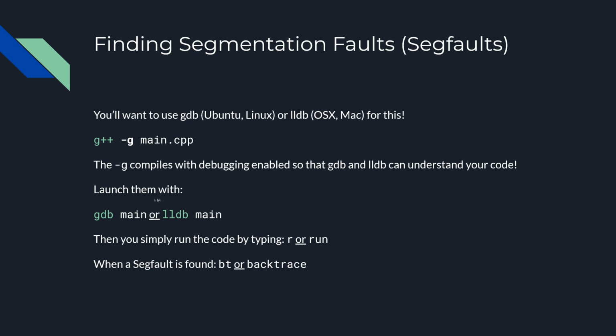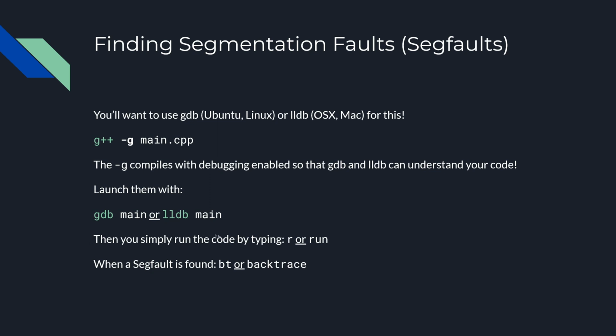You got to launch GDB or LLDB by saying GDB and then the name of the program. So in this case, the name of the program would be a.out, so it'd be GDB a.out. If we did -o main, it'd be GDB main. If we did -o test, GDB test. Or we could do equivalently the same thing with LLDB main, test, a.out, whatever.